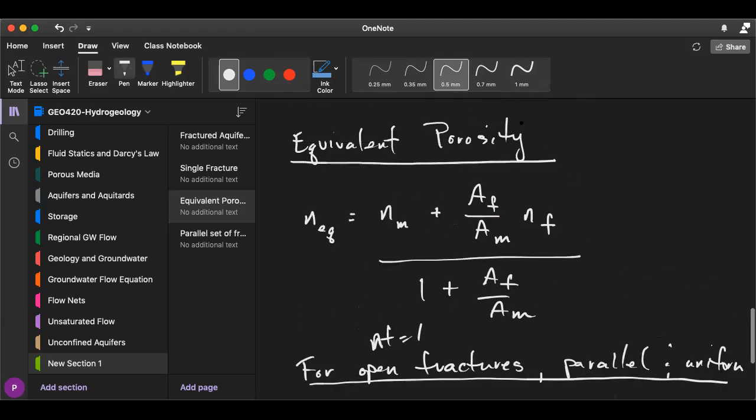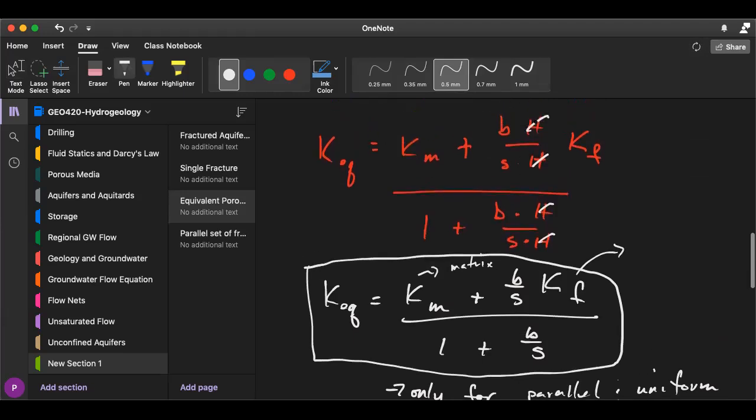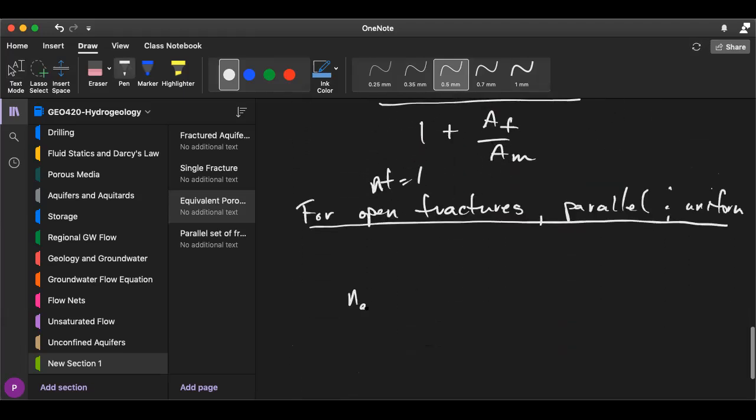And if they're parallel and uniform, we can do this exact same area, calculate the area of matrix and the area of fracture in the exact same fashion, and we get NEQ is equal to NM plus B over S over 1 plus B over S.